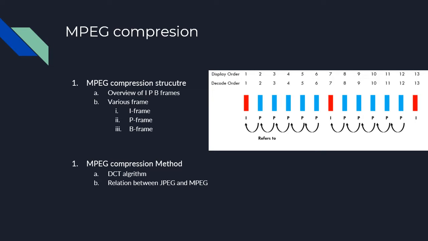This is P frame compression. All those P frames are coded by the previous keyframe, which can be the previous P frame or previous I frame. And the I frame is the real keyframe and is coded independently. The method is similar to JPEG.